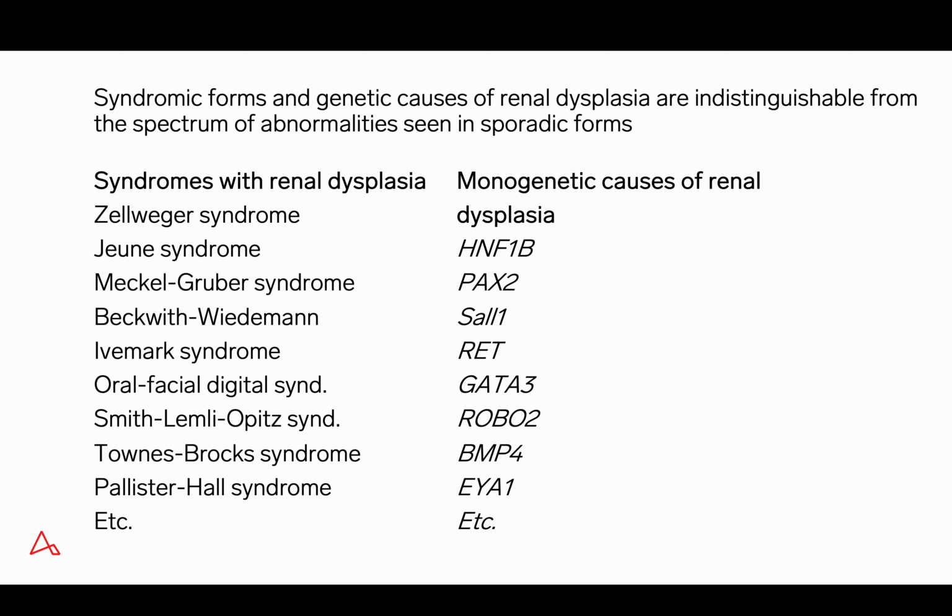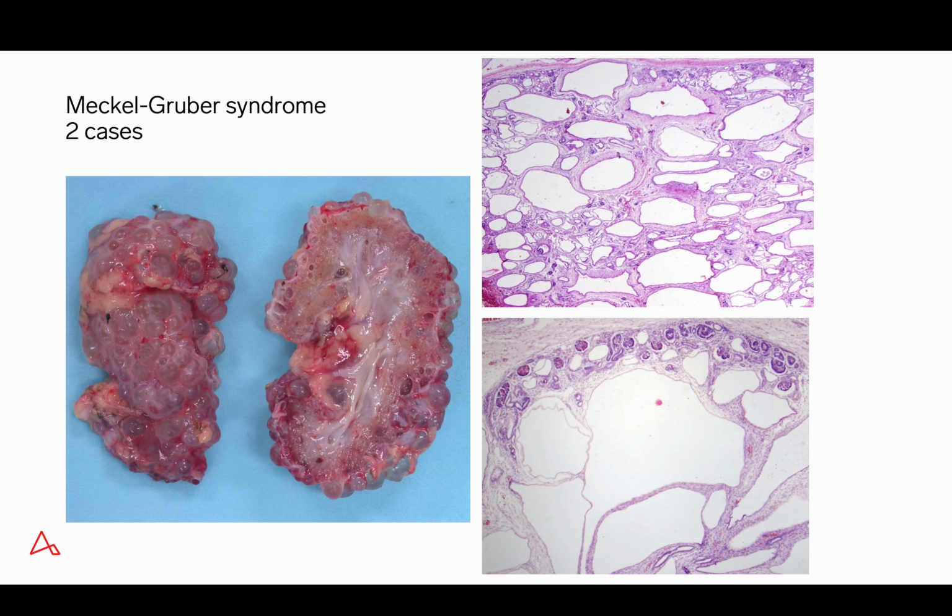As I indicated, CAKUT can be syndromic or non-syndromic. This is just a short list of the many syndromes in which renal dysplasia can occur. And although HNF1B, hepatocyte nuclear factor 1 beta, and PAX2 are the most common monogenic causes of dysplasia, many other genes, some of which are listed here, can similarly cause a dysplastic kidney. And one cannot tell renal dysplasia in these syndromic and/or monogenic forms from sporadic forms of renal dysplasia.